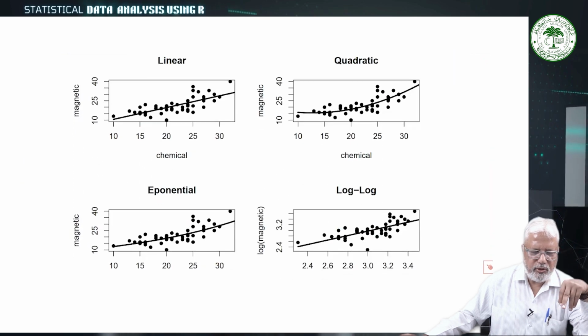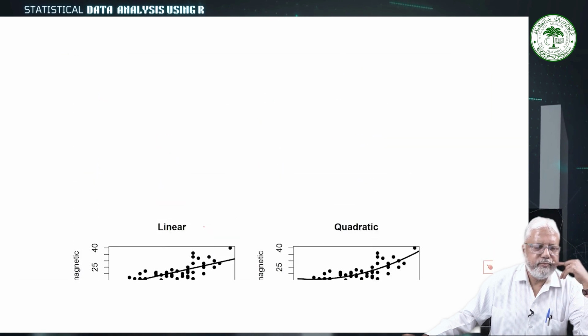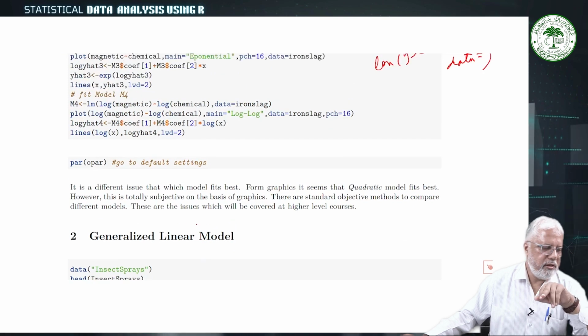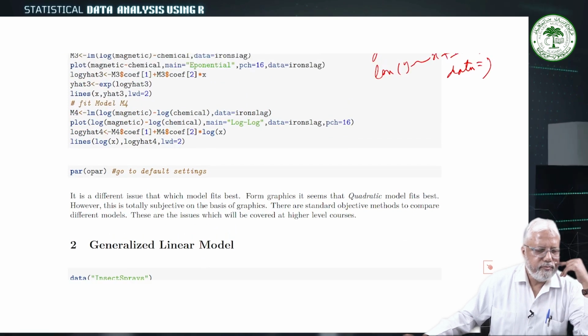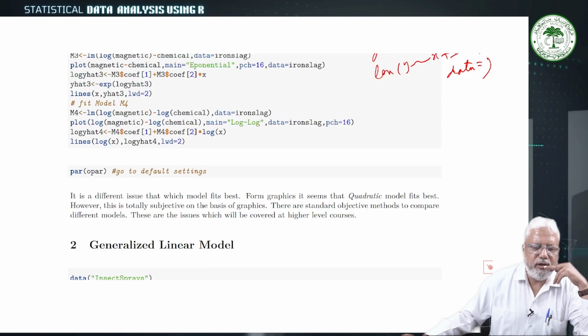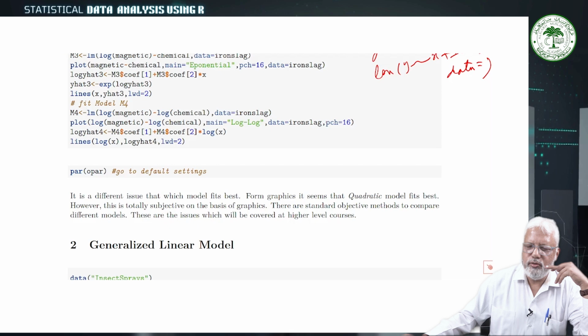It will generate this plot, exponential, and then log-log. Plot log of magnetic versus log of chemical, data is equal to iron slag, plotting.